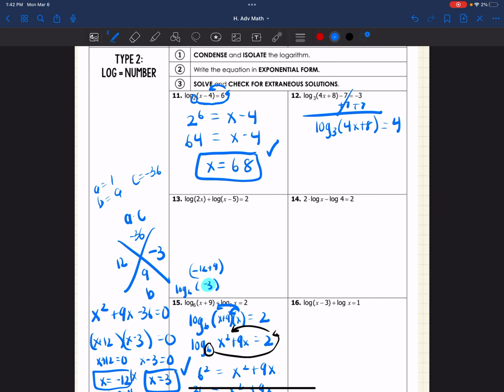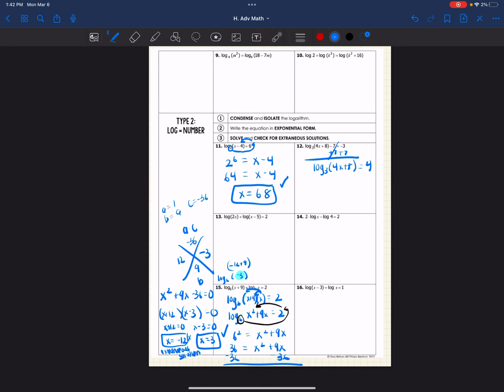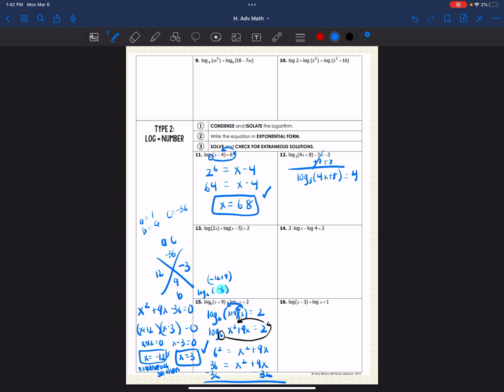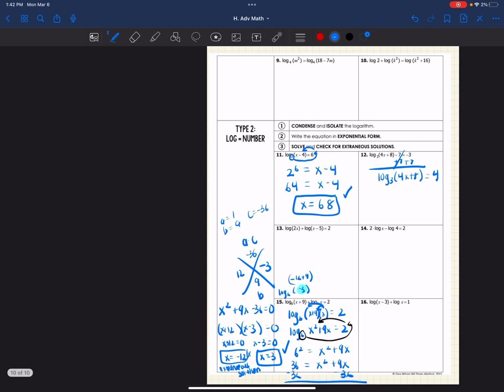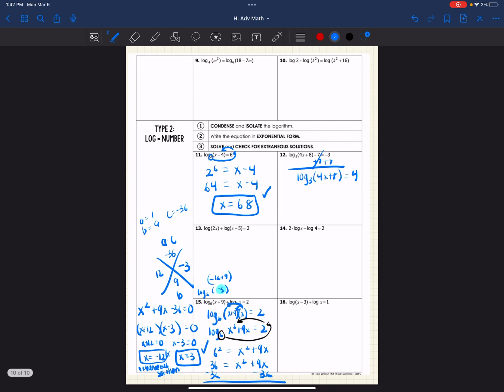Alrighty, I think that is it. If you all need help on any of these, make sure that you ask. These are the two types of logarithmic equations: either ones where you have a log set equal to a log, and then you condense, use the one-to-one property and solve, or type 2, where you have a log set equal to a number. For that one, you condense and isolate, convert into exponential form, and then solve.